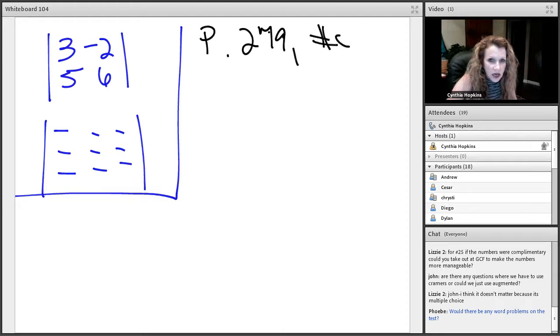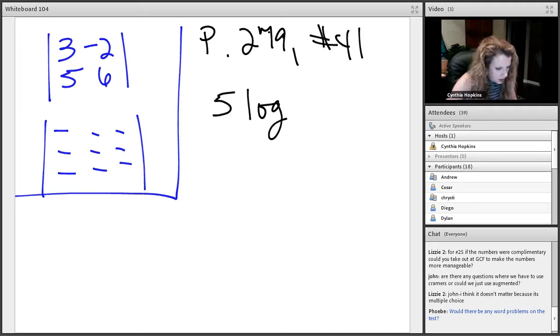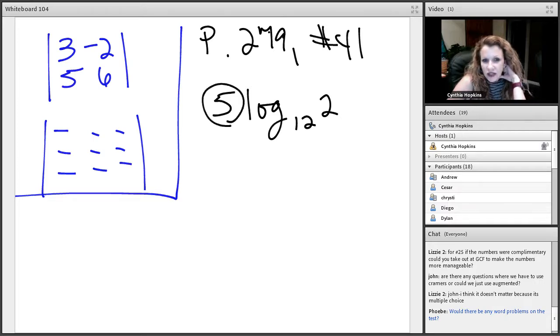279, number 41. All right, they are asking us to write the expression as a single logarithm of a single argument. So this says 5 times the log base 12 of 2. Even though there is only one log here, it doesn't start out with a log. It starts out with this 5. And so I'm going to do what I call reverse whistle. That's my third property that starts with this.